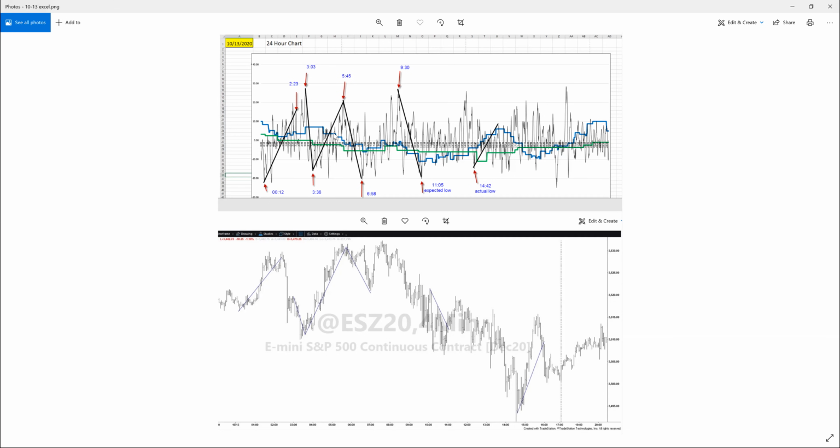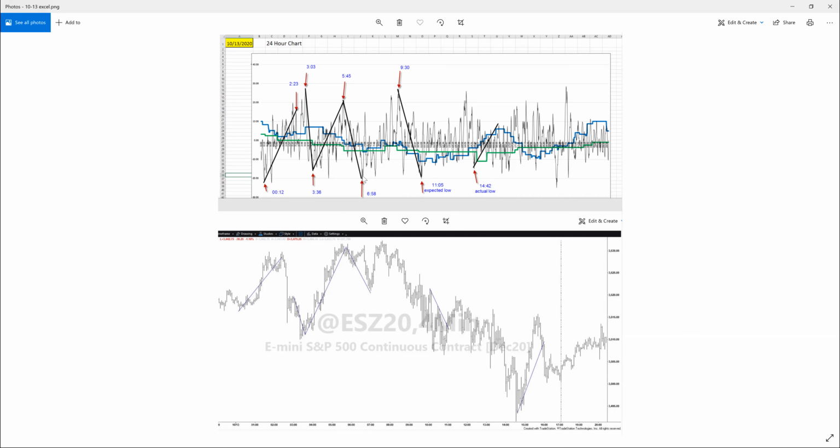Now we have the green line and the blue line moving downward, and we get a trigger at 545, which is this high, the early morning high on the price chart, which sets up a nice short trade to 6:58 a.m. So that one sets up really nice.